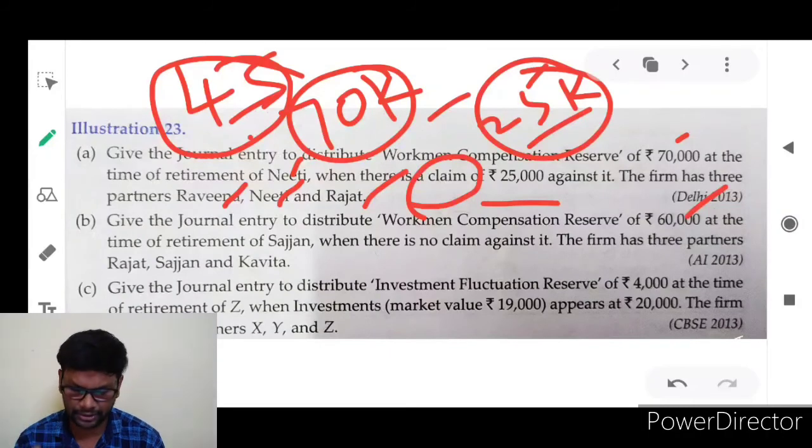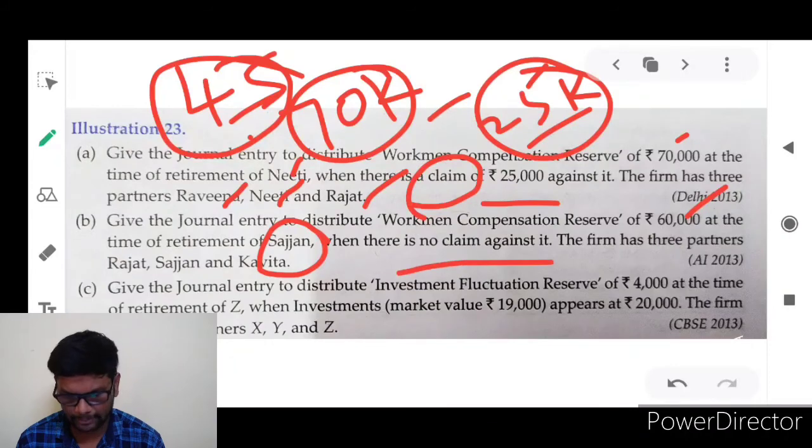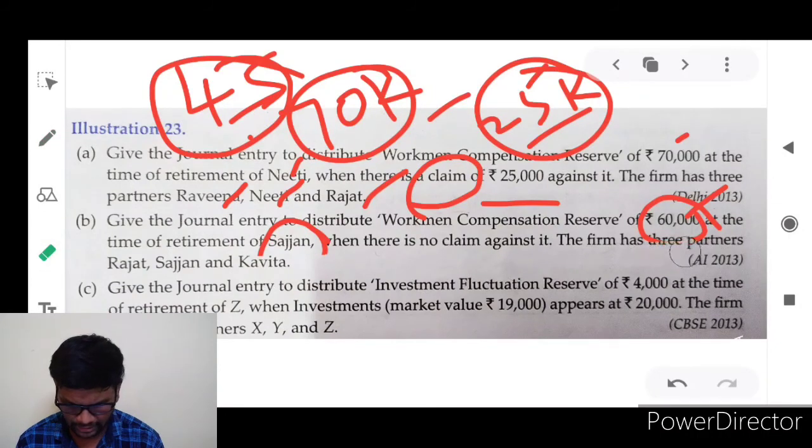Okay. The second situation is to give a journal entry to distribute workman's compensation reserve of 60,000 at the time of retirement of Sajan. Sajan is a partner retiring from the partnership firm when there is no claim against it. So no need to worry about it. If any claims are there, after the claims, the extra money is transferred to all existing partners as per their existing profit and loss sharing ratio, but now no claims are there. So the entire 60,000 will be distributed to all the partners as per their profit and loss sharing ratio. Here they fail to give the ratio.